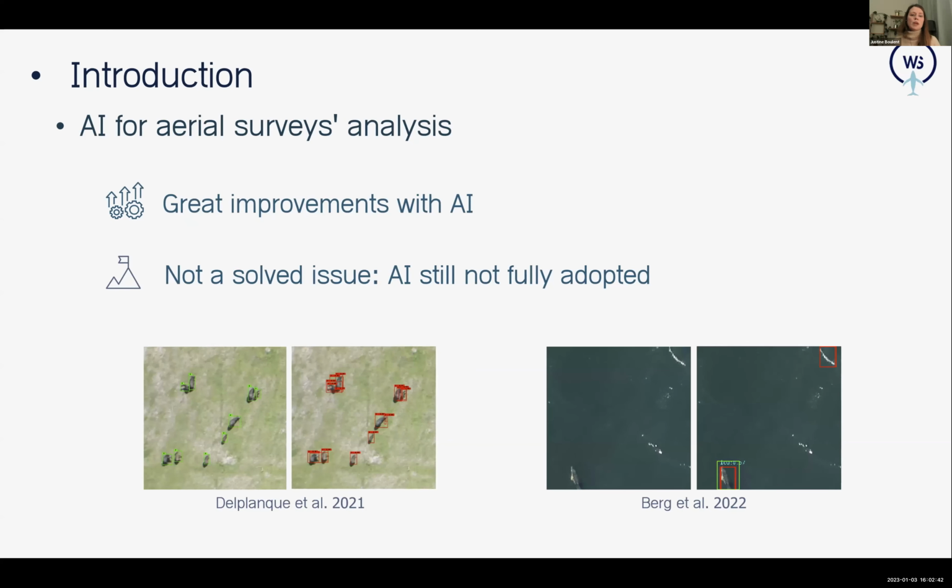To improve and accelerate the analysis of this data, we can rely on AI, which has led to great improvements in the automatic counting of animals in recent years. However, automatic aerial survey analysis is not a completely solved problem, as it's not yet been really adopted for our task.